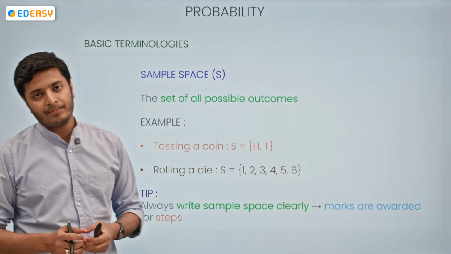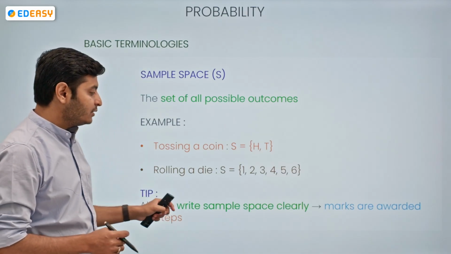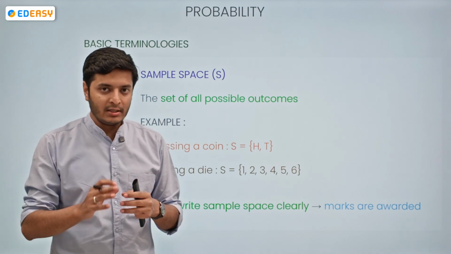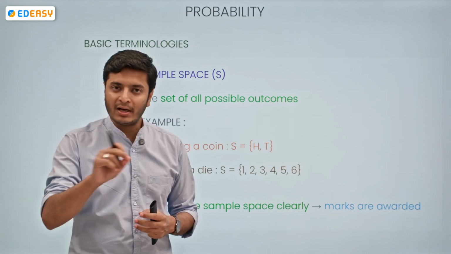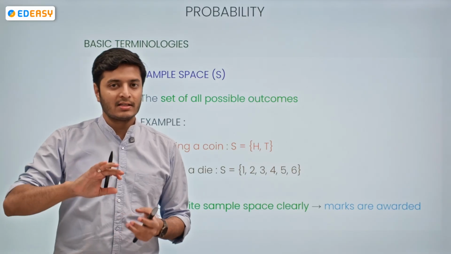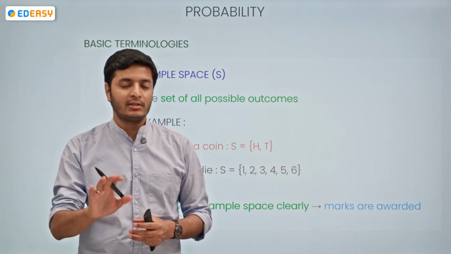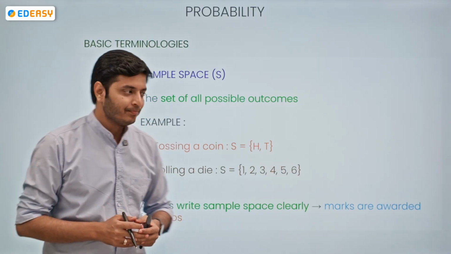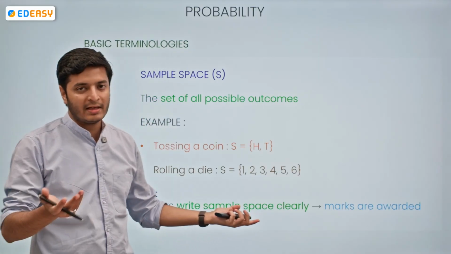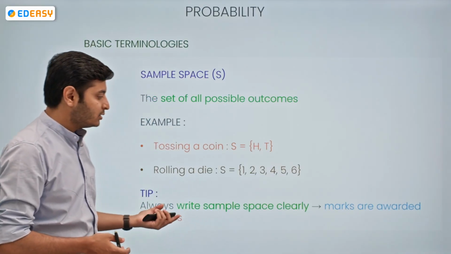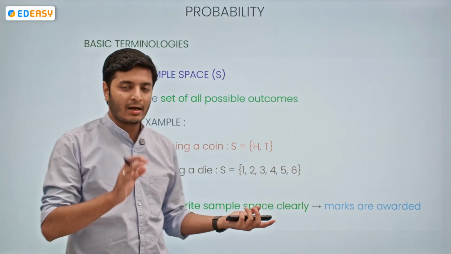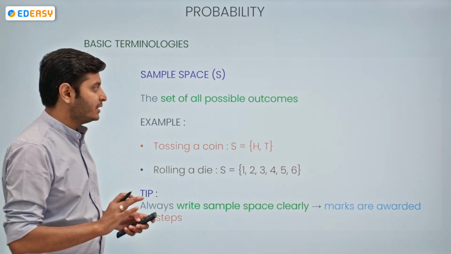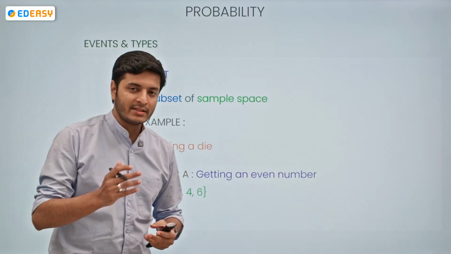Then there's a tip that we should always write the sample space clearly. If you are writing the solution in the exam paper, you should write the sample space first, so that the examiner will get the idea that you know about the sample space at least. Then only you should move on to finding the right solution. The examiner is going to award you extra marks or full marks if you write the sample space clearly. So first thing first, you are going to write the sample space in the exam. Event. What is an event?